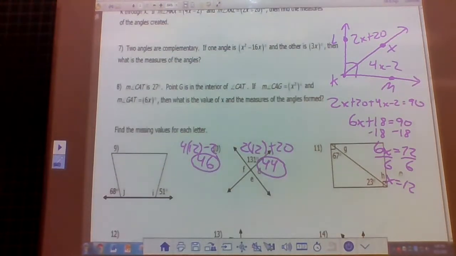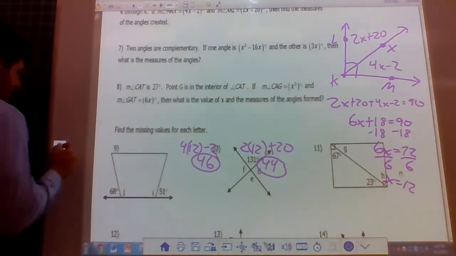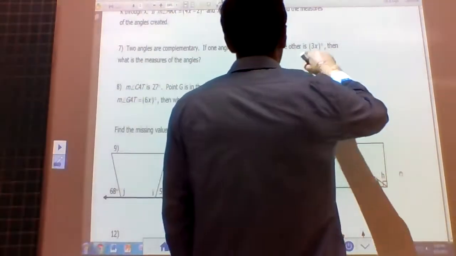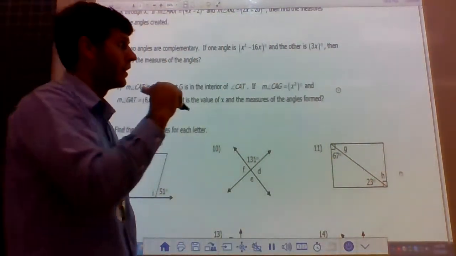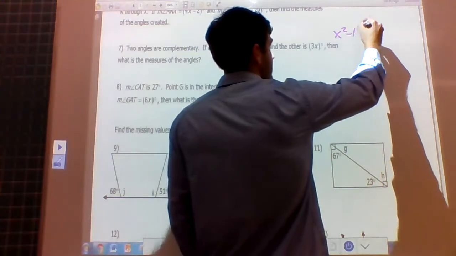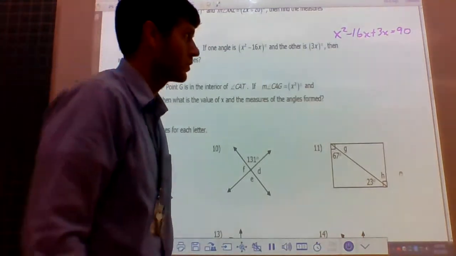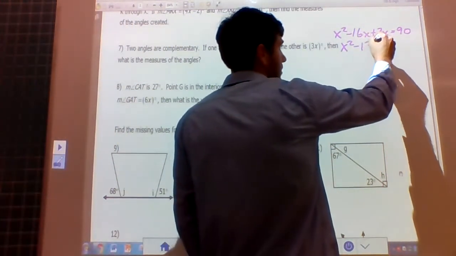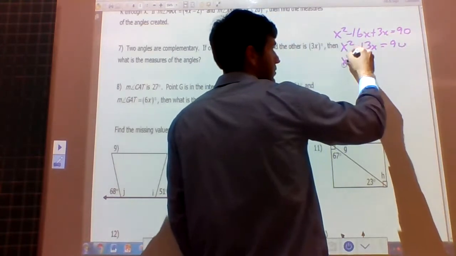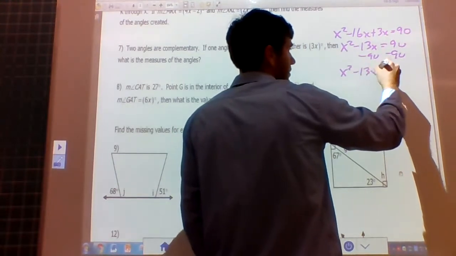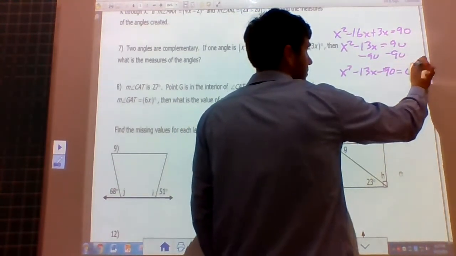7, 8. Two angles are complementary. If one of the angles is x squared minus 16x and the other is 3x, then what is the measure of the angles? So if they're complementary, they add up to 90. So we can do x squared minus 16x plus 3x equals 90. We combine like terms, x squared minus 13x equals 90. We subtract 90 from both sides. So we get x squared minus 13x minus 90 equals 0.